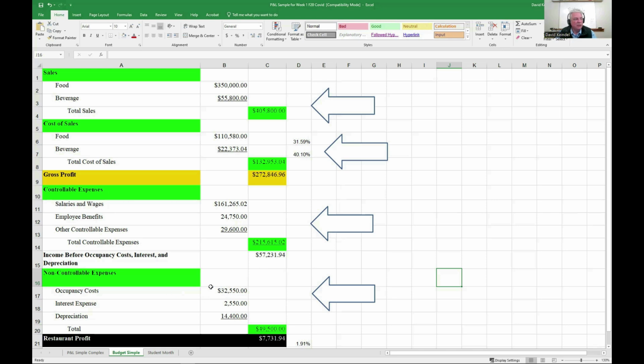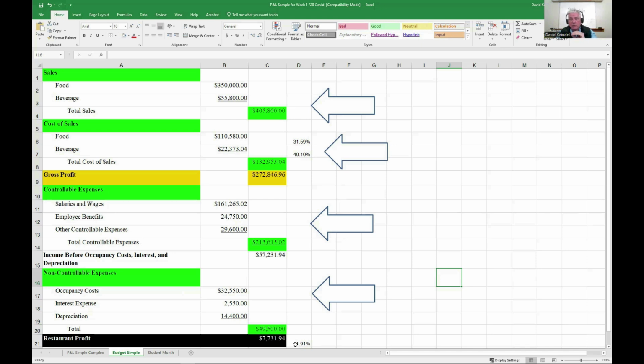expenses, non-controllable. So our occupancy, our rent was 32,000. We have some interest on some loans, and we have some equipment depreciation. When you add those up, that adds up to $49,000. So $57,000 and subtract another 49, we end up with $7,731. What's that as a profit percent, net profit? This number divided by what we started with, 405, tells us it's 1.91%. So our net profit for this is 1.91%.